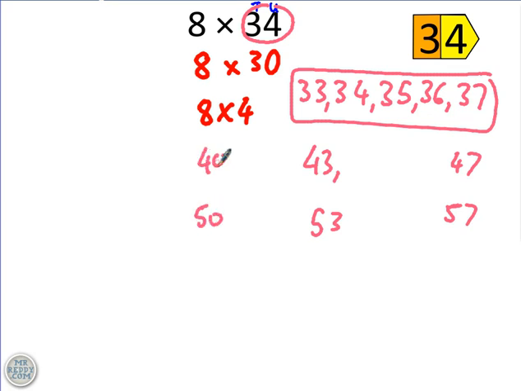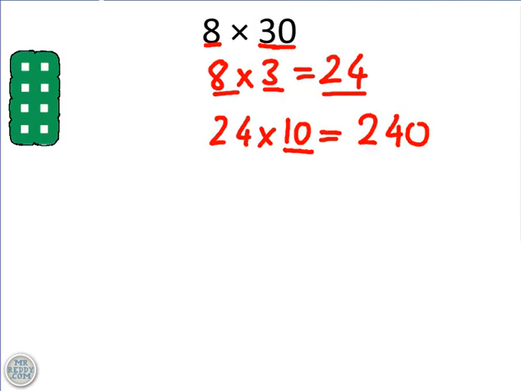Okay. And then this strategy is obviously when there is a multiple of 10, you simply choose the single digits, use the number facts that you do know, and then multiply that answer by 10.